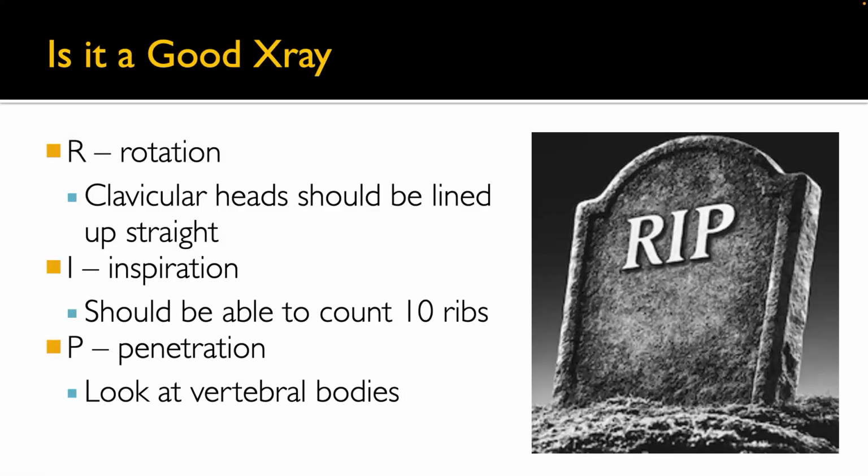How do we know if the chest X-ray is actually a good X-ray? Well, we use the RIP method: rotation, inspiration, penetration. When you're looking at the X-ray, you should be able to see both of the clavicle heads pointing straight out at you. On the inspiration side of it, count down to 10 ribs. If you can't see 10 ribs, they didn't take a good breath hold. And the penetration side of it is, if you look at the chest X-ray, you can actually see the spinous process and the vertebral bodies.